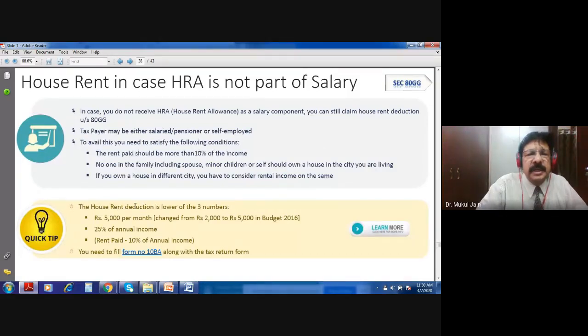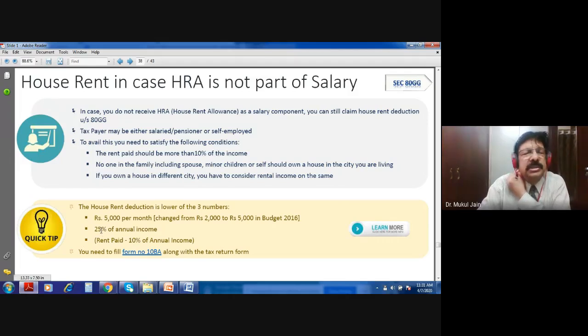So the house rent deduction is the lower of three numbers. Number first is 5,000 per month, or 25% of the annual income, or number third, rent paid, that is actual rent paid minus 10% of the annual income. So this one is the same as the third point for the employee who is getting HRA.